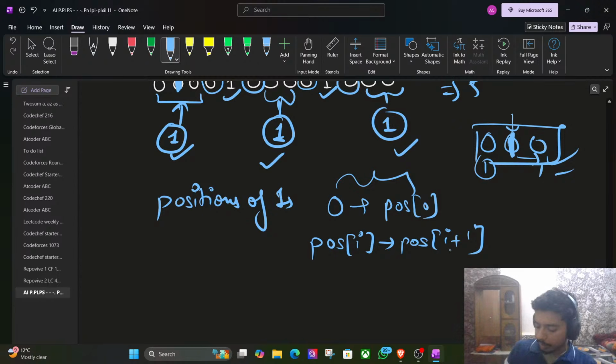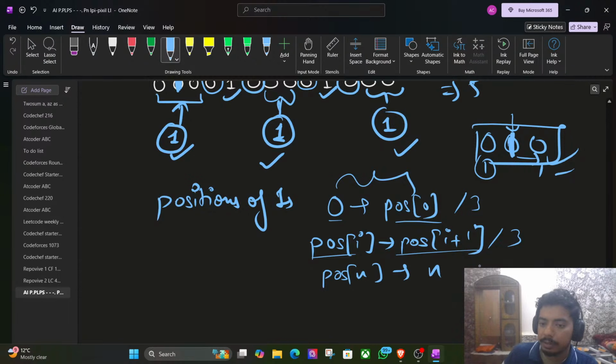Okay. So the logic. Okay, so I'm telling you the approach now. You have to store all the positions of 1. Then for 0 to position 0, calculate the total number of zeros divided by 3. For position I to position I plus 1, calculate the total number of 0 divided by 3, and then position n to position last n, and then total number of 0 divided by 3.